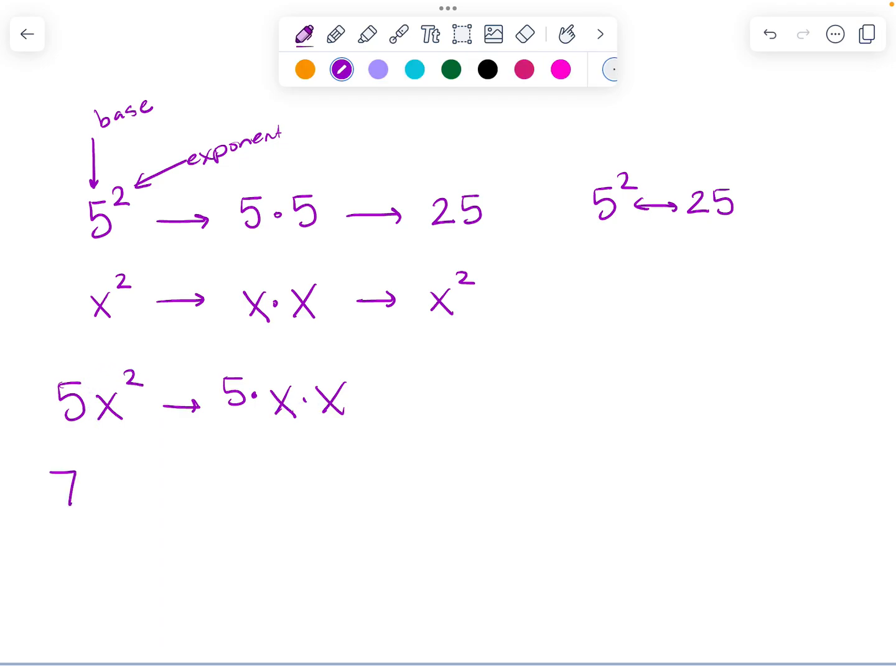So if I had 7x to the 4th, that would be 7. That is not the base. It's not the thing that's attached to the x to the 4th. But we can't just ignore it, so it has to come along for the ride. And x to the 4th would mean this. So if the 7 is not the base, what do we call it? Well, we can call it the number out in front, which we do sometimes.